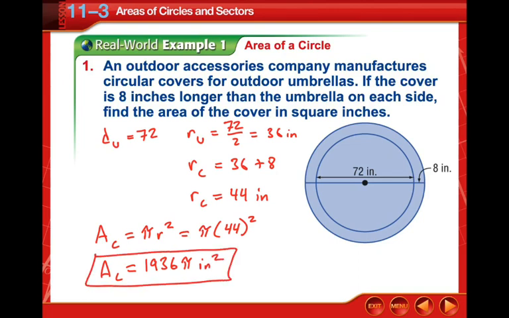Now, if we want to round it to the nearest hundredth, let's say, then it comes out to be about 6,082. Not 6,000, that can't be right. Sorry, a little brain fart. We're multiplying by pi. So yeah, it is 6,082.12 square inches. My bad. But there we go. So we have our exact answer, 1,936 pi inches squared, or a rounded number of 6,082.12 square inches.